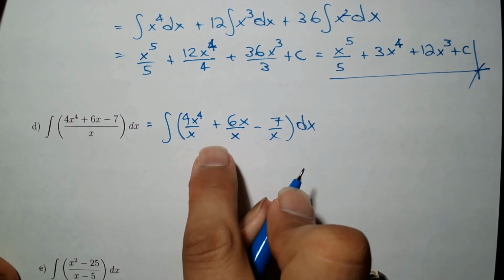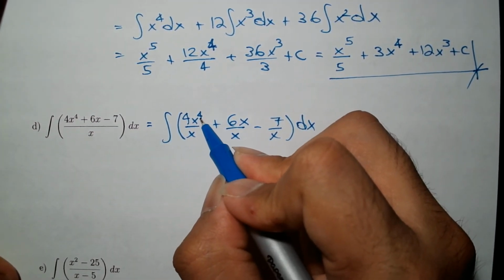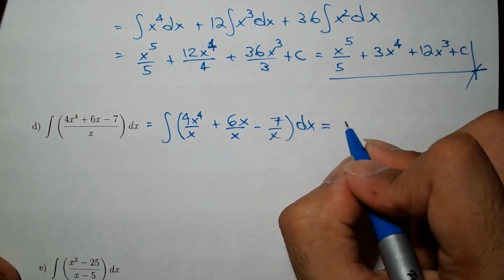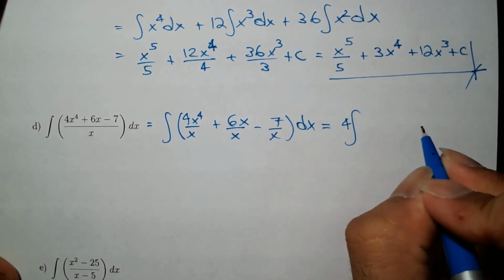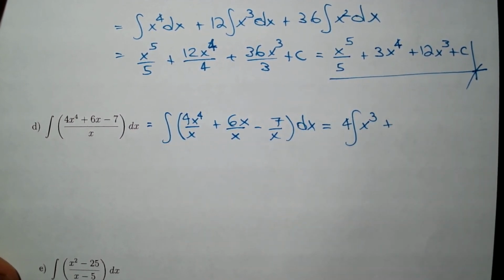I'm going to simplify in each case. For example, here we can use laws of exponents, x to the 4 divided by x. That's going to give us 4 times the integral of x cubed plus, in this case, the x's cancel. Notice how these cancel.